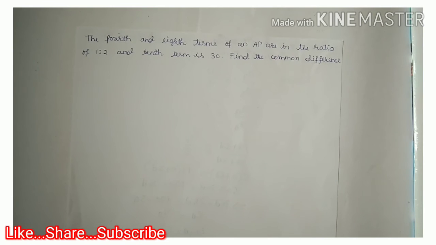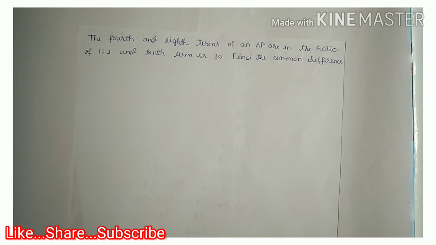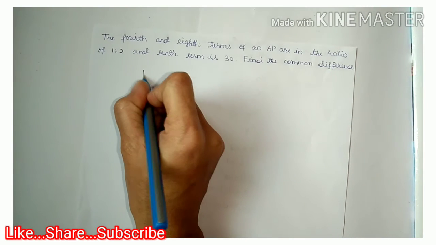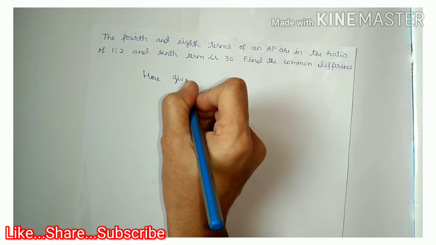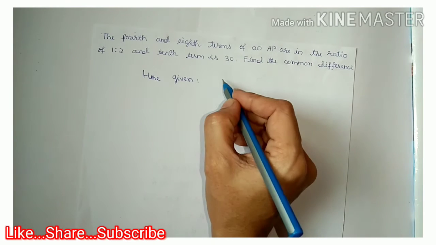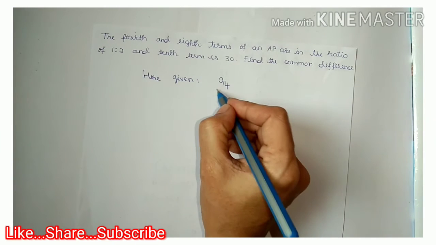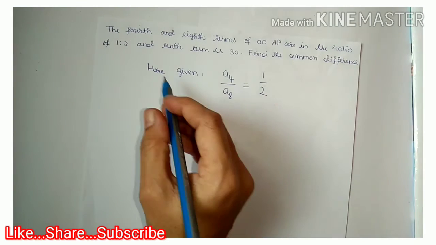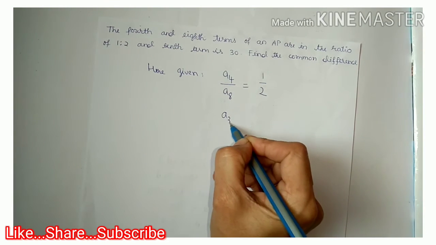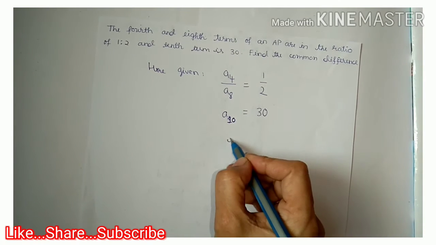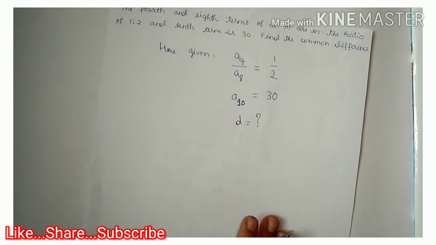Next example: the 4th and 8th terms of an AP are in the ratio of 1:2 and the 10th term is 30. Find the common difference. Here given 4th and 8th terms of AP, A4 by A8 is equal to 1 by 2. Also given 10th term A10 is equal to 30. We need to find D, the common difference.